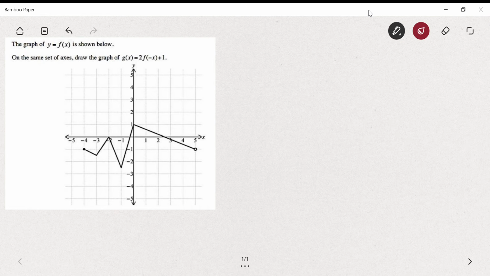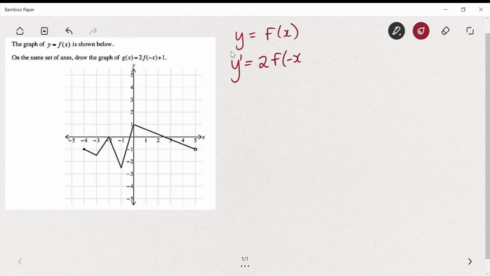Well, rather than straight up looking at what happens to the entire function, I'd like to have a look at what happens to individual points and plot a few of those main points as my method of answering this question. So let me write down, they've given us y equals f of x, some original function, and they've told us that the transformed function is y dashed equals 2f of minus x dashed plus 1. I say dashed, I could be saying prime.